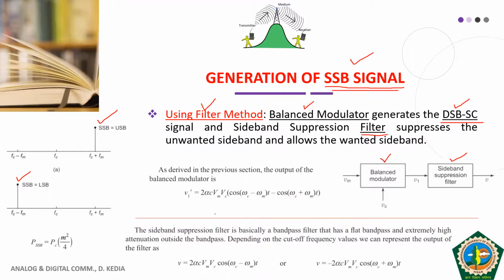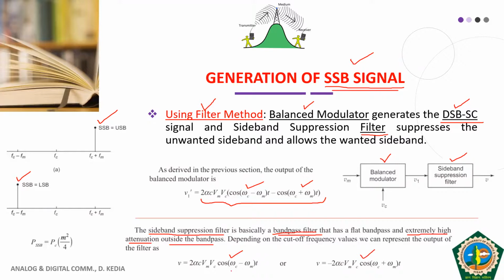Mathematically, this is the output of your balance modulator, that is, we get the two sidebands. And then we use your sideband suppression filter, which is actually a band pass filter, because it is not passing a single frequency, it is passing a band of frequencies. So we can use a band pass filter which has extremely high attenuation outside the pass band. Depending on the cutoff frequency, we get either the lower sideband or the upper sideband.